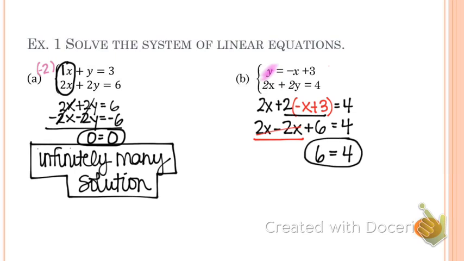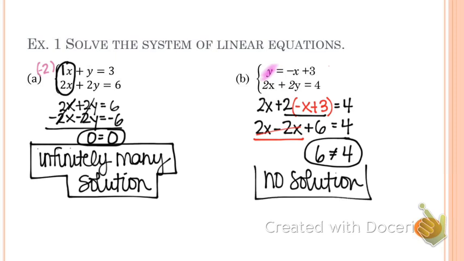Now again, we'll circle it. The variables are gone. So the question is, is this a true statement left or a false statement left? This is false. 6 does not equal 4, which makes our final answer what? No solution. So that means if we graphed these two lines, what kind of lines would they be? They would be parallel lines. So no solution. Again, I've got no variable solved for, nothing to plug back in, no ordered pair to give. The final answer is no solution.